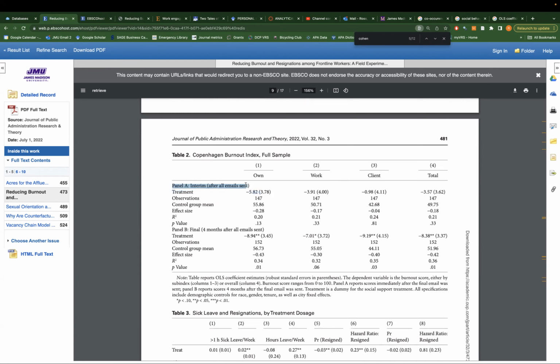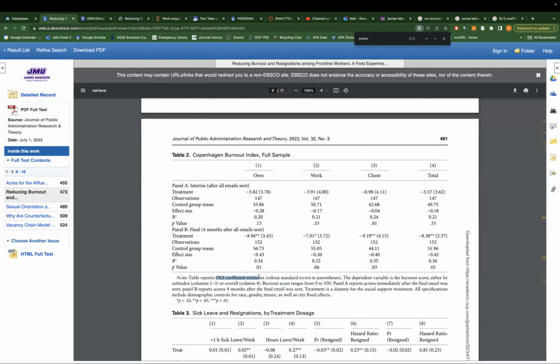This is their levels of burnout, which we can tell they're measuring. This is the outcome variable, burnout. And this is their levels of burnout after the emails are sent. So right after the emails are sent. If you're ever not sure, you can always look down here again and read this note and try to make sense of this.